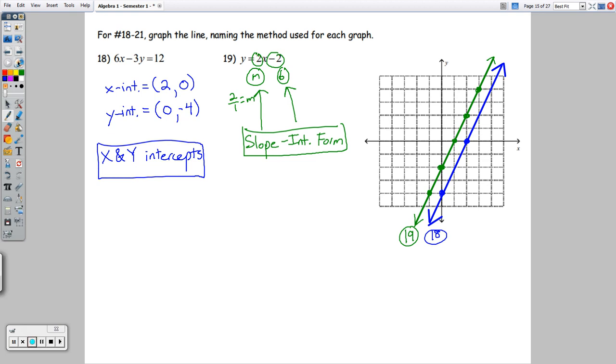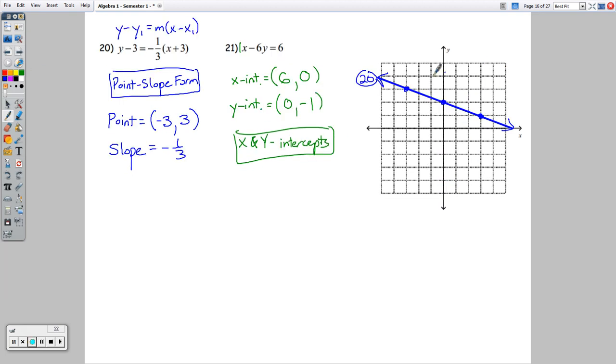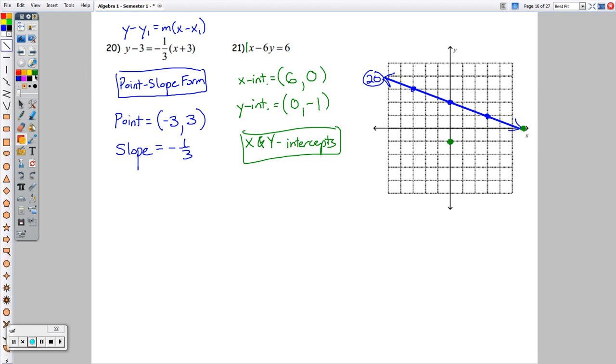Just keeping up my good habits of boxing answers, making it easy to see what I intended my answer to be. So 6, 0 though, this graph only goes to 5, so we'll just have to keep the scale consistent. 1, 2, 3, 4, 5, and then go one more. So 6 would be right about there, 6, 0, and 0, negative 1 is right there. If we connect those with a line, we're all good to go.